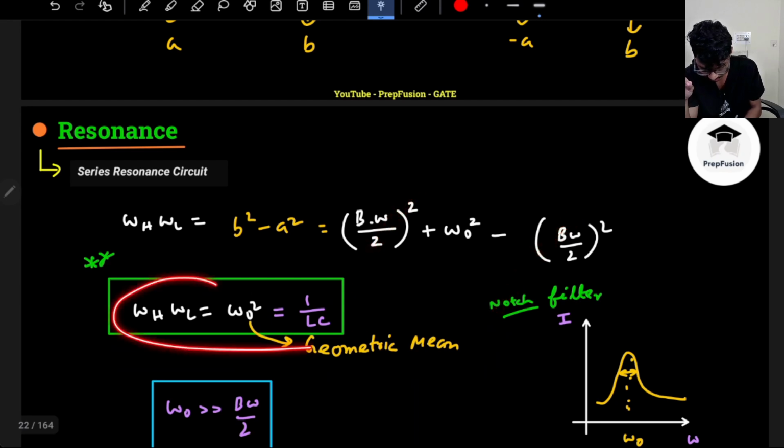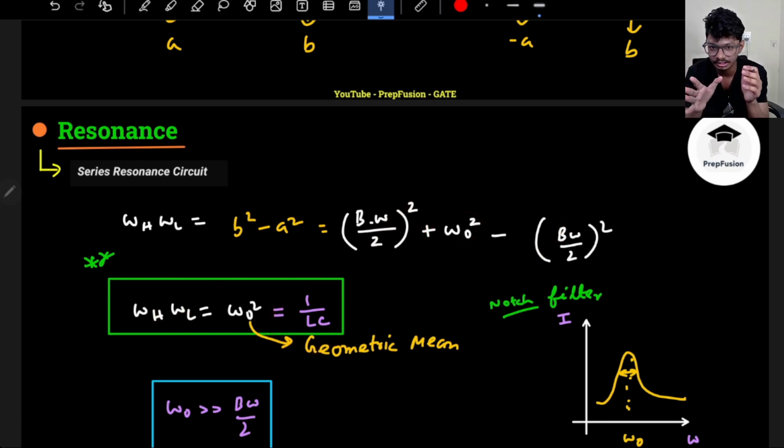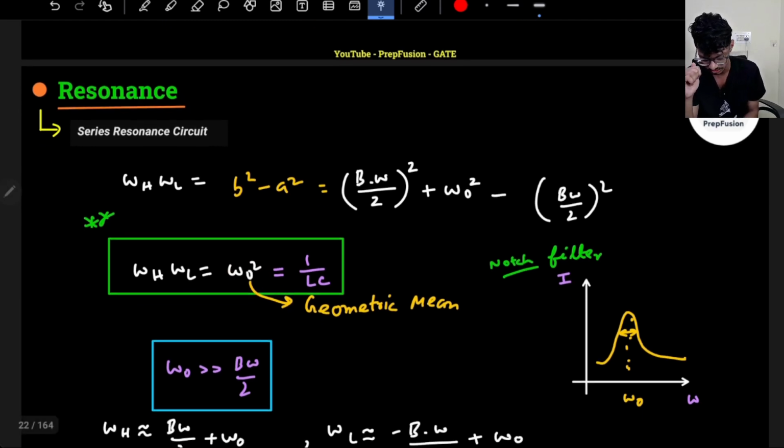So I get a very good relation, that is omega H into omega L is equal to omega naught whole square. What is omega naught whole square? That is 1 by LC. So basically the geometric mean of the higher 3 dB frequency and the lower 3 dB frequency is omega naught. It is the GM of them.